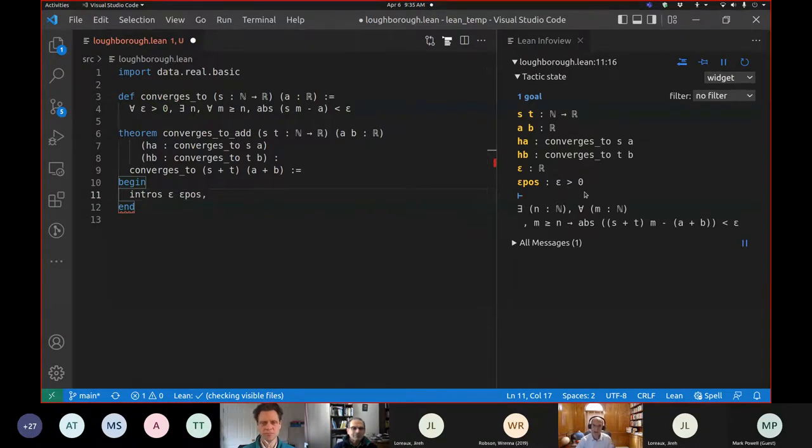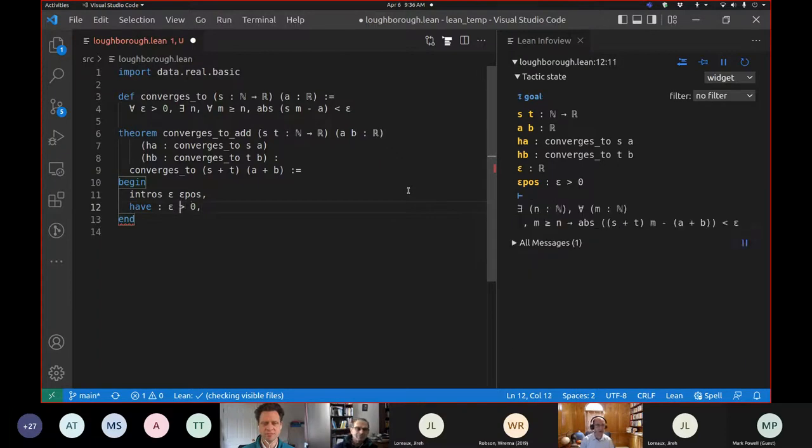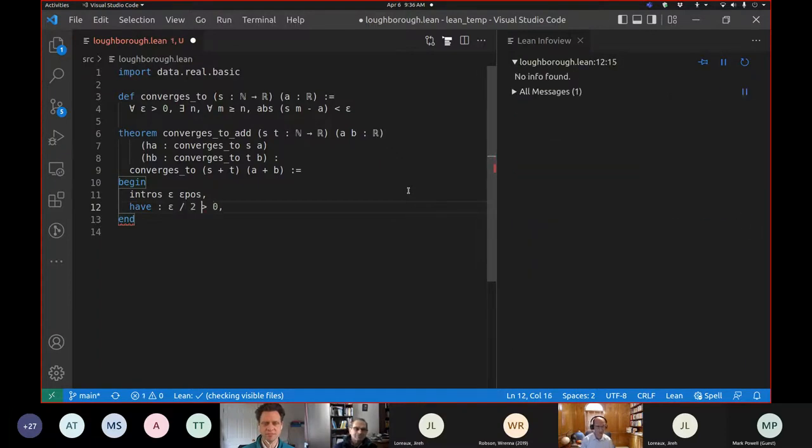Okay. And then if you think about what the proof is, the trick is you're then supposed to specialize these two values, and you have to pick a smaller epsilon, like epsilon over 2, so that when you sum them, you still get something that's less than epsilon. So what we want to do is specialize both of these to epsilon over 2. But to do that, we're going to need the fact that epsilon over 2 is positive.